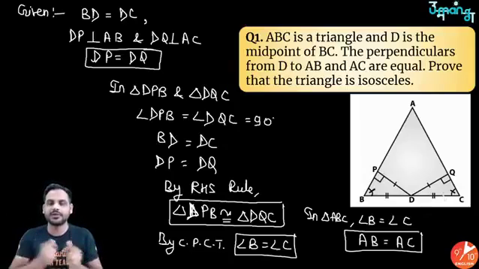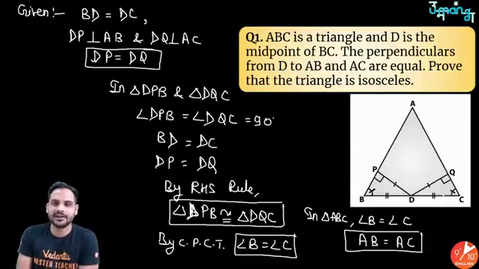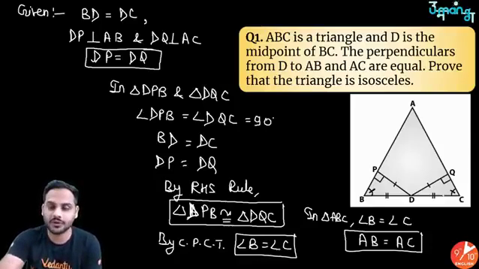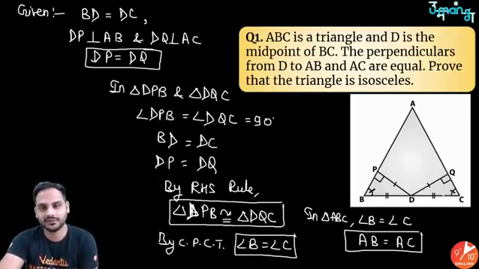So see how easy it has become using that property. Got it? So since angle B and angle C are equal, I can say in triangle ABC two angles are equal, so the sides opposite to them will also be equal to each other. So question number 1 is solved.